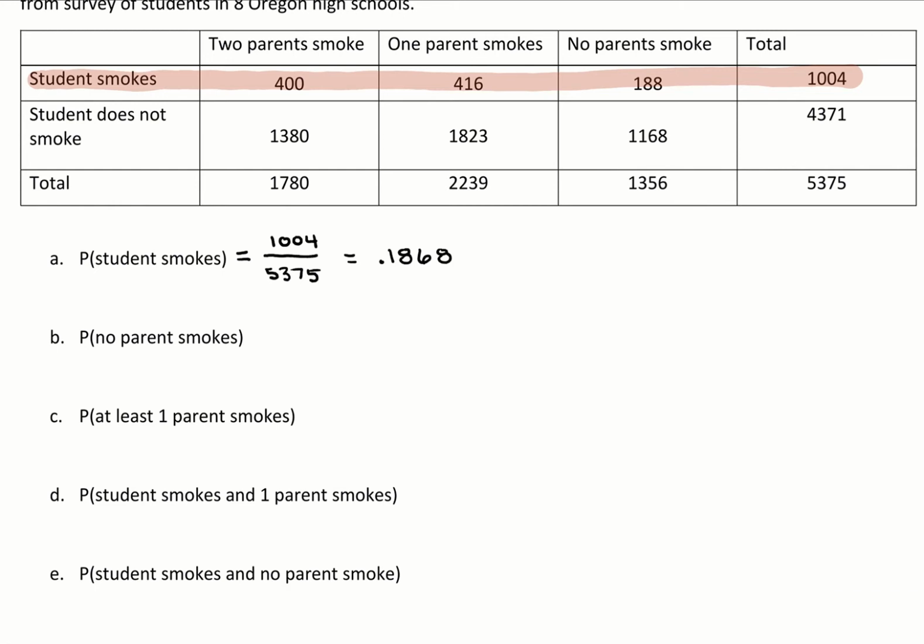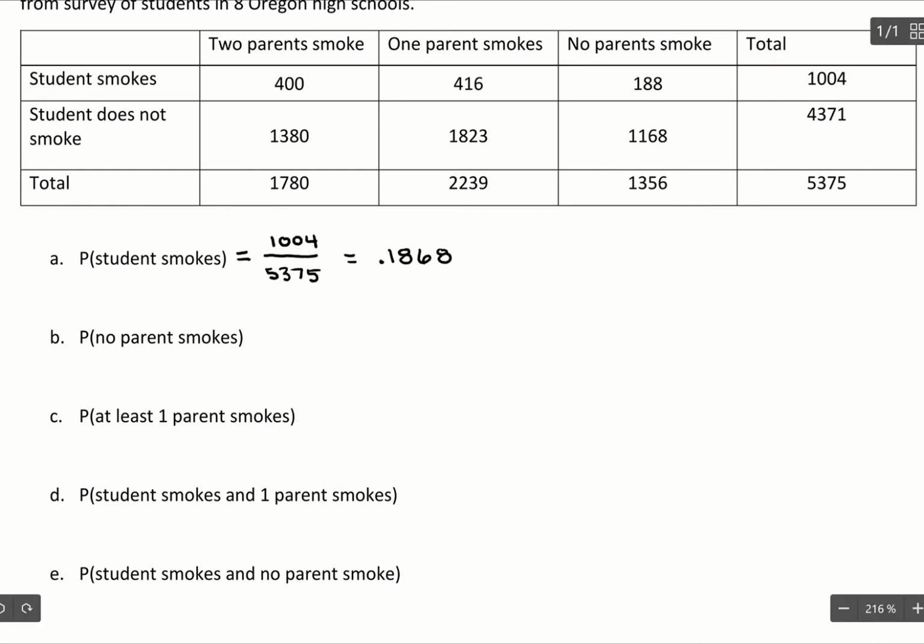For the next one, we're looking for the probability that no parents smoke. Again, we're just looking at a single category. These are both marginal probabilities. We're using the values coming from the margins because we're just looking for the probability of a single characteristic. So we want the total of none of the parents smoke, which is 1,356, out of our total group, which is 5,375. That's going to be 0.2523.